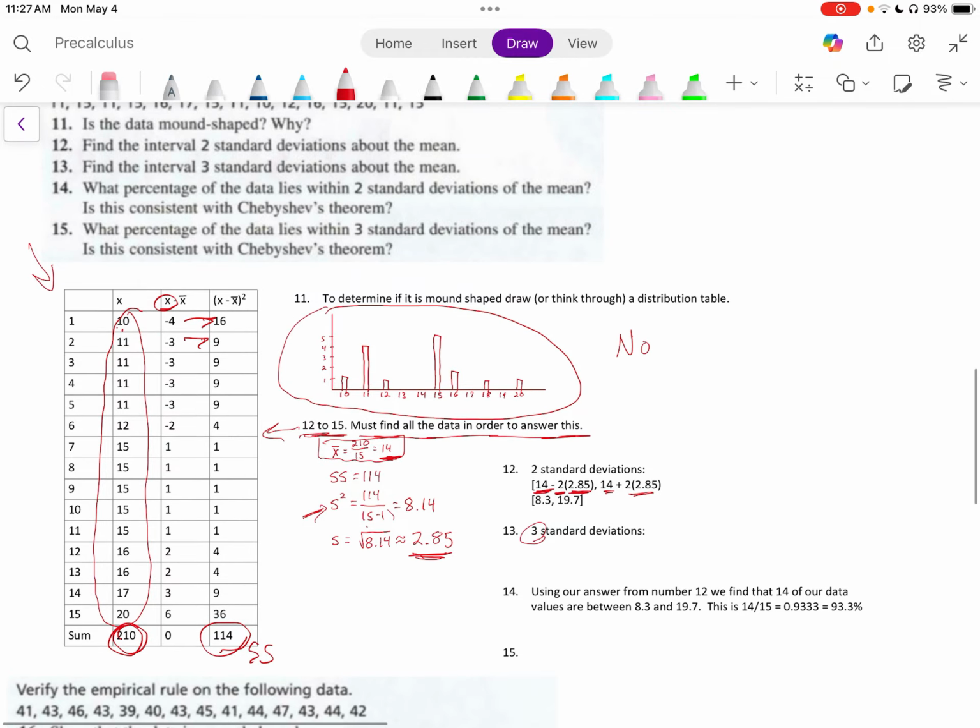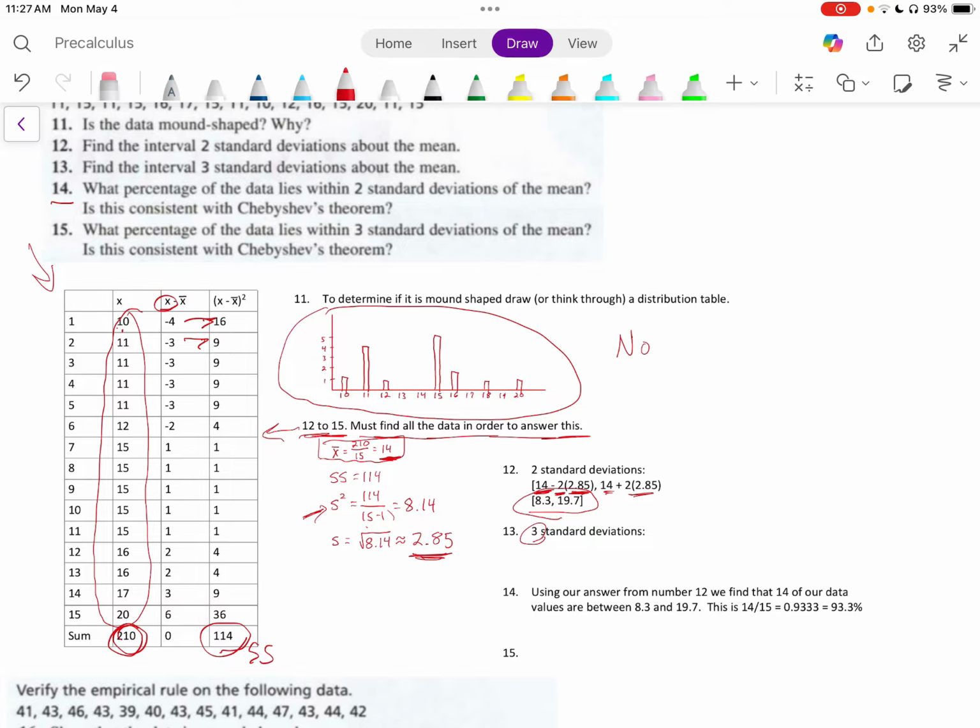Number 14, what percentage of the data lies within 2 standard deviations of the mean? All right. Using our answer from 12, here's our interval. So from 8.3 to 19.7.